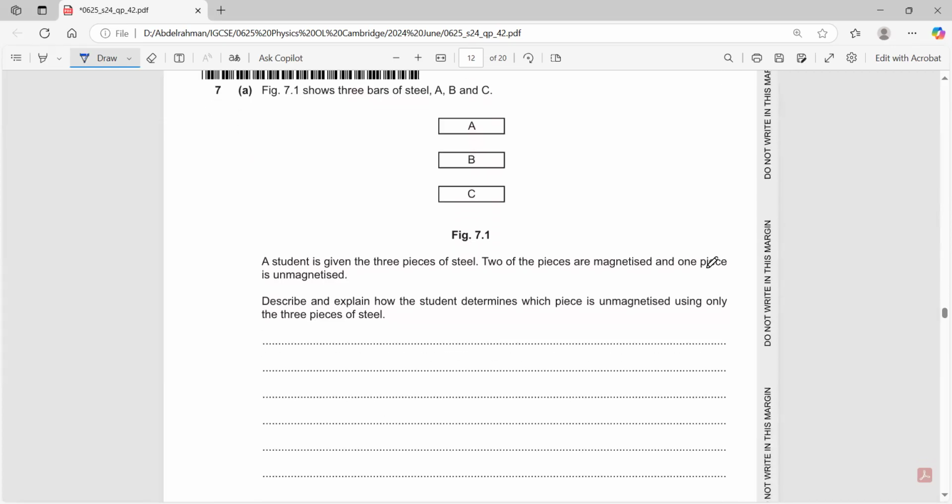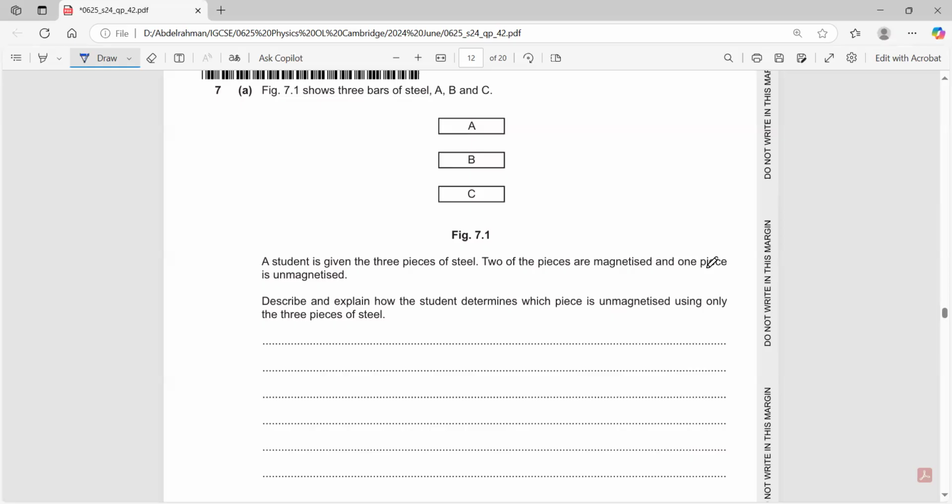Figure 7.1 shows three bars of steel A, B, and C. You are given the three pieces of steel. Two of them are magnetized and one is unmagnetized, right? How can I differentiate between these pieces? How can you find the differences? Which of these are magnets and which is a non-magnet? Which is not magnetized? Well, let's start off with bar A, for example.